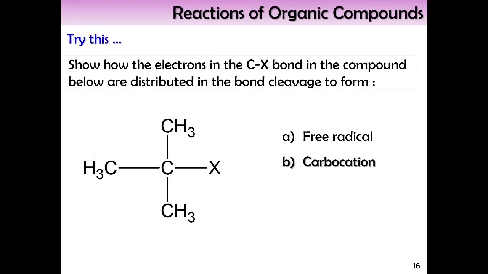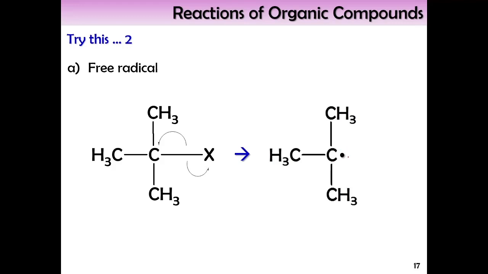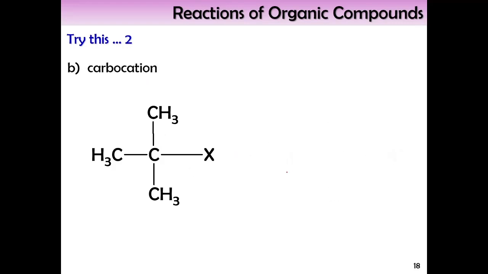Okay, so next, let's see. For a free radical, it means X must be something that has almost similar electronegativity to the carbon here. So what happens is this bond will break symmetrically. These two will break into a free radical and another free radical. So this one is for the formation of free radicals. It breaks symmetrically.